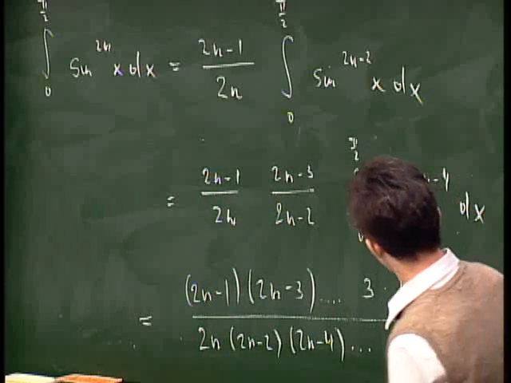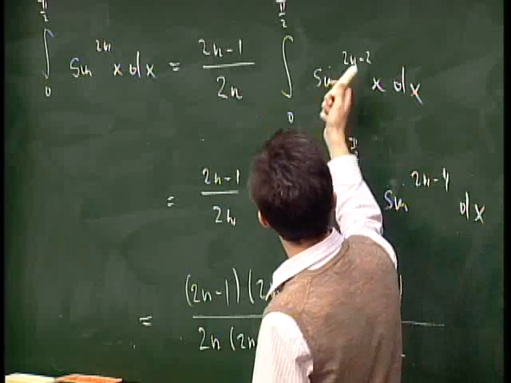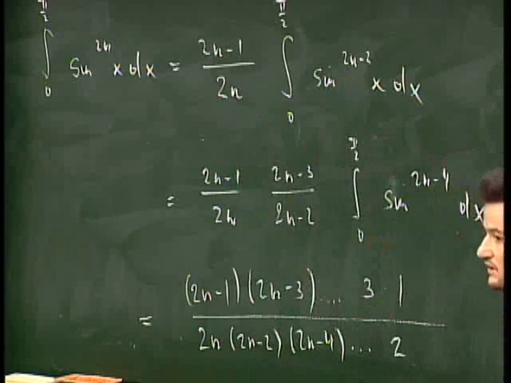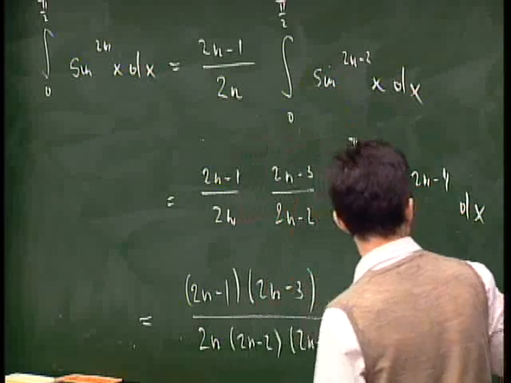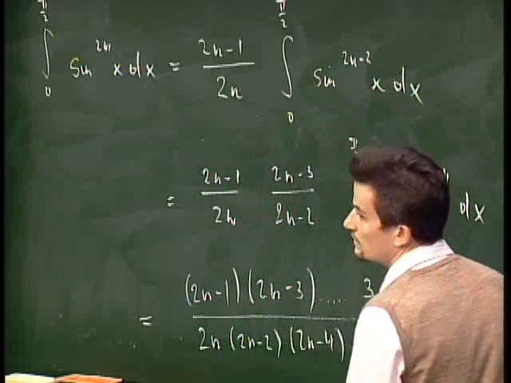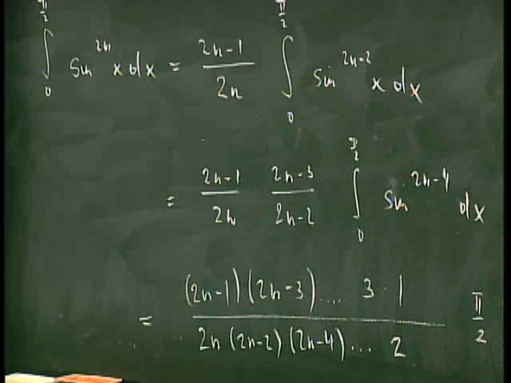And if you have here 2 and here 1, if you look at this, then the power would be equal to 0. So what you get here is x, so what you get here is pi half.